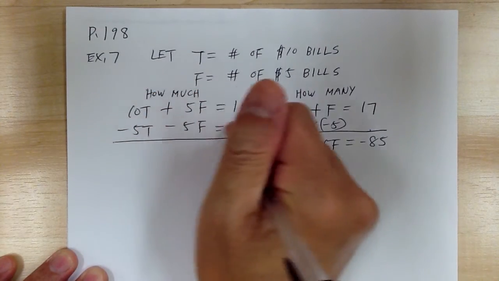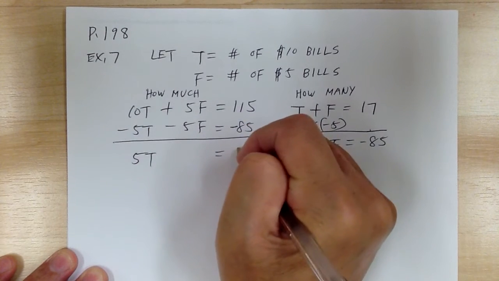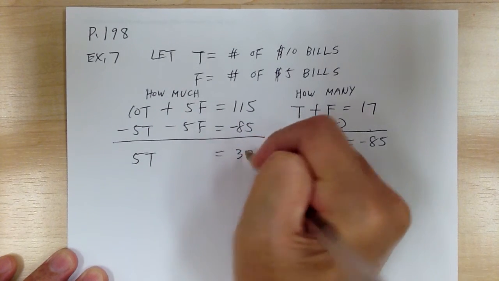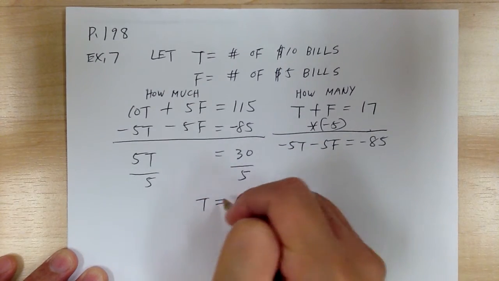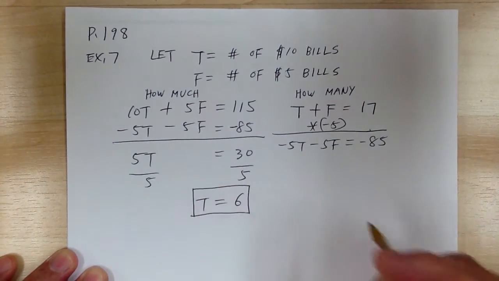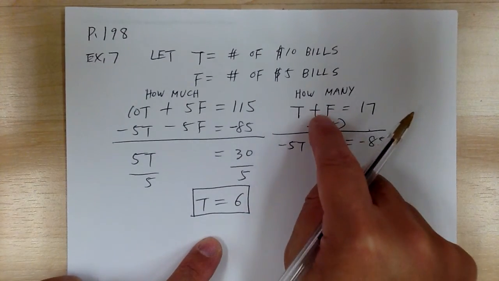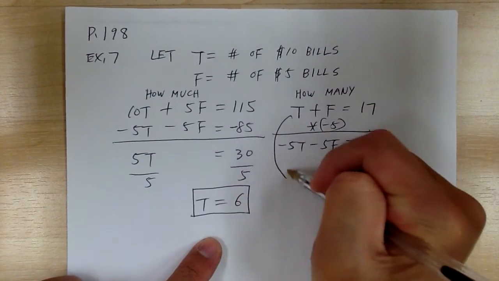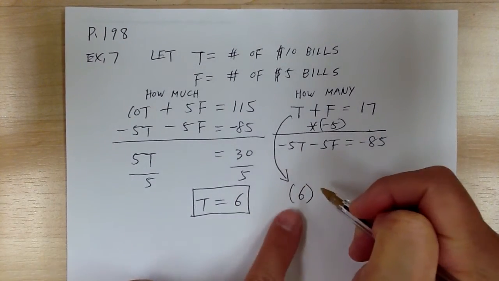When you add the two equations together, you get 5t is equal to 30, divided by 5 on both sides. So t equals 6. So there are 6 $10 bills. Then after that, you can use any one of the equations. It seems that this is the easier equation, so let's use this one to solve. t equals 6, substitute that in here.